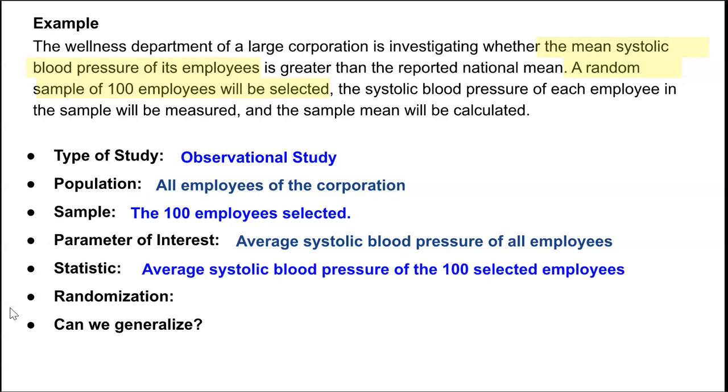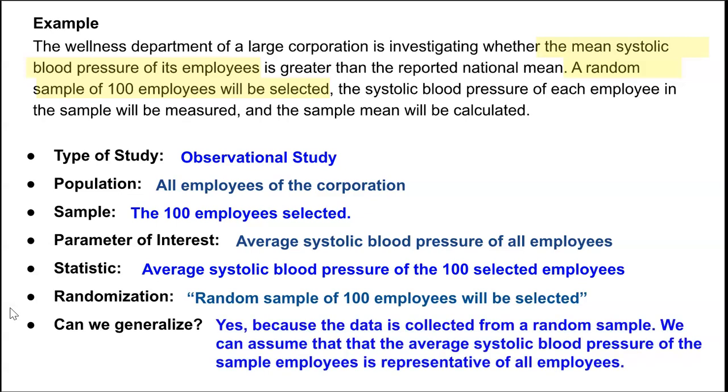We can also see that this second sentence tells us that the employees were randomly selected to participate in the study. Since the employees were randomly selected from the population, it's safe to assume that the sample is representative of the population, and you can generalize the results of the study to the population, which means that it would be reasonable to compare the average systolic blood pressure of the 100 randomly selected employees to the reported national mean to investigate whether the mean systolic blood pressure of its employees is greater than the reported national mean.